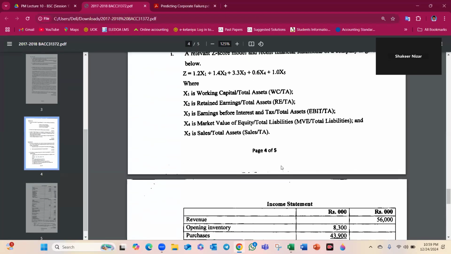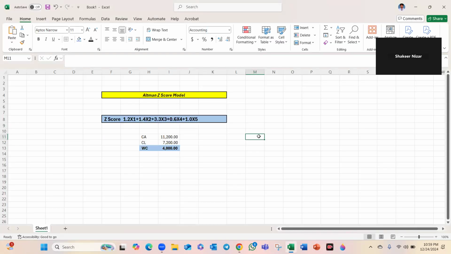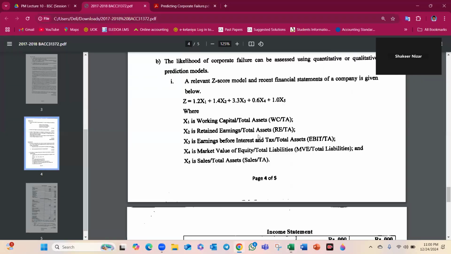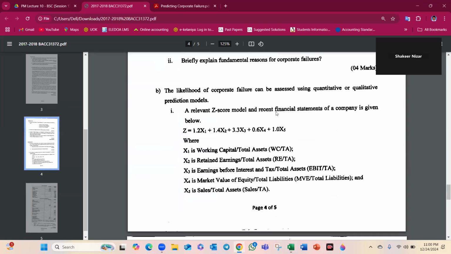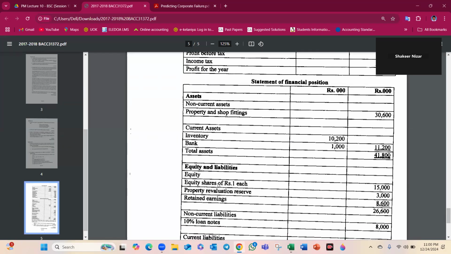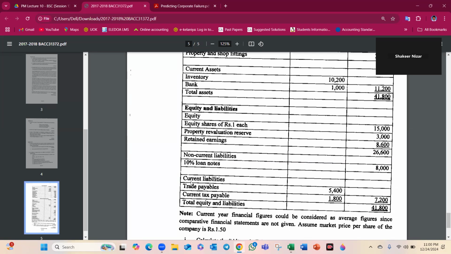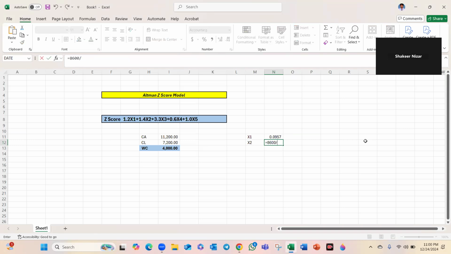First of all, the formula is working capital divided by total assets. So if we calculate X1, working capital is 4,000 divided by total assets, which is 41,800. That is 0.10. Right? X2 is retained earnings divided by total assets. Retained earnings, you can see in the statement of financial position, is 8,600, divided by total assets, 41,800.